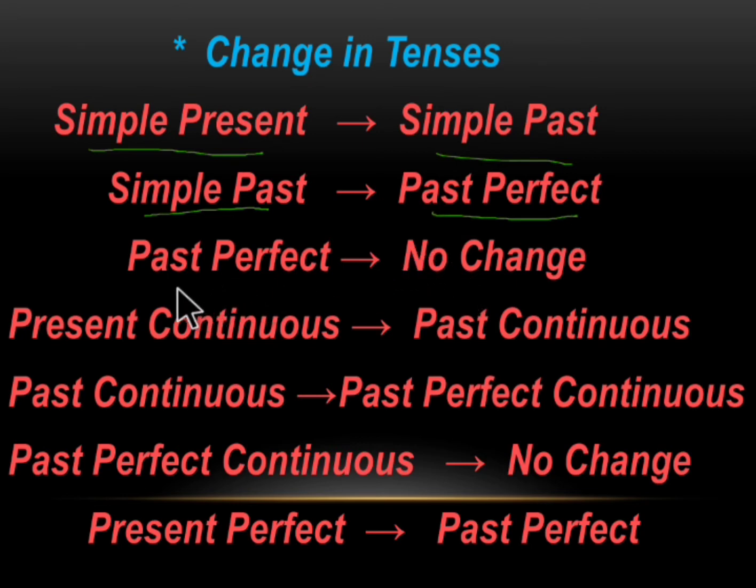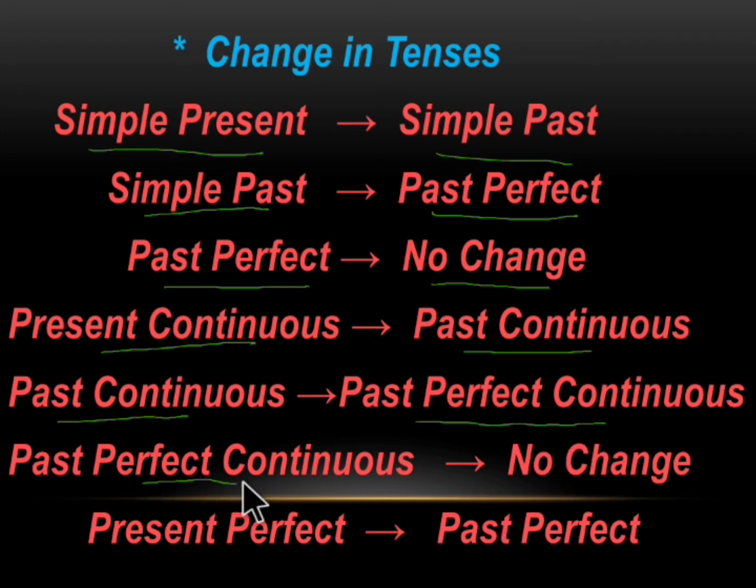If in the direct speech it is past perfect, there is no change in the indirect speech. Now, if the tense in the direct speech is present continuous, we change it into past continuous. If it is past continuous, we change it into past perfect continuous. If it is past perfect continuous, again there is no change. We use the same past perfect continuous.